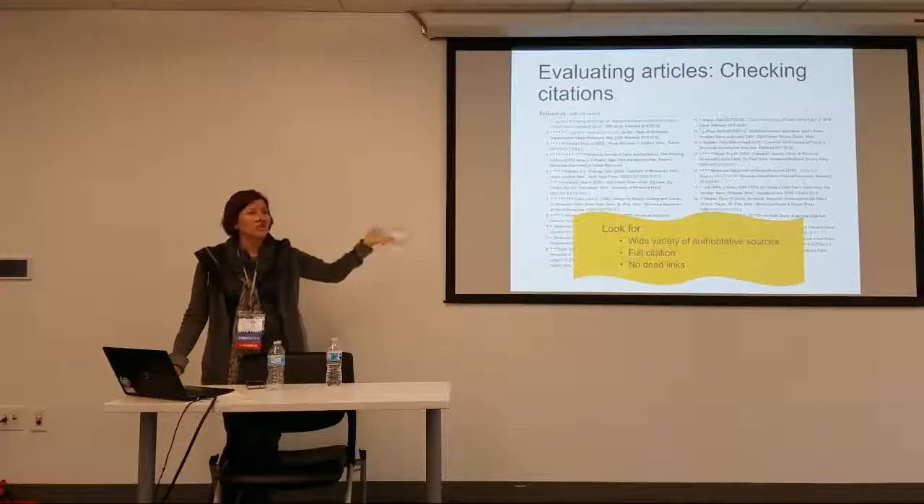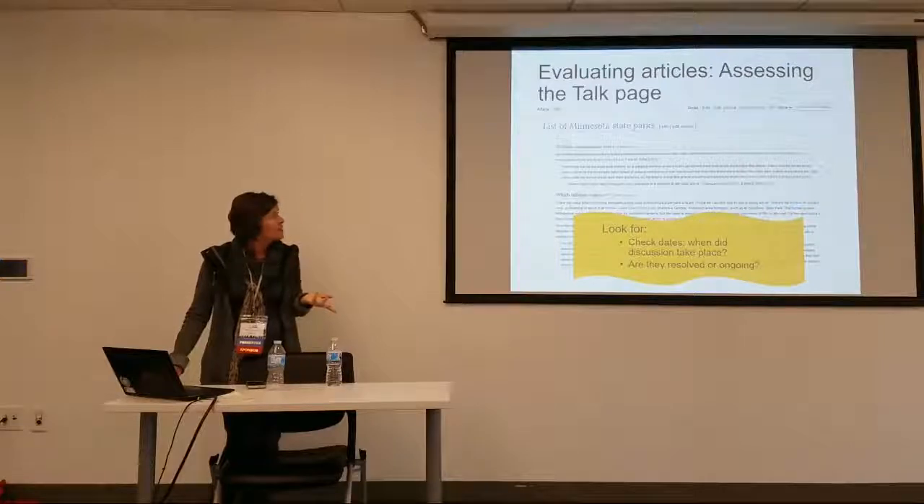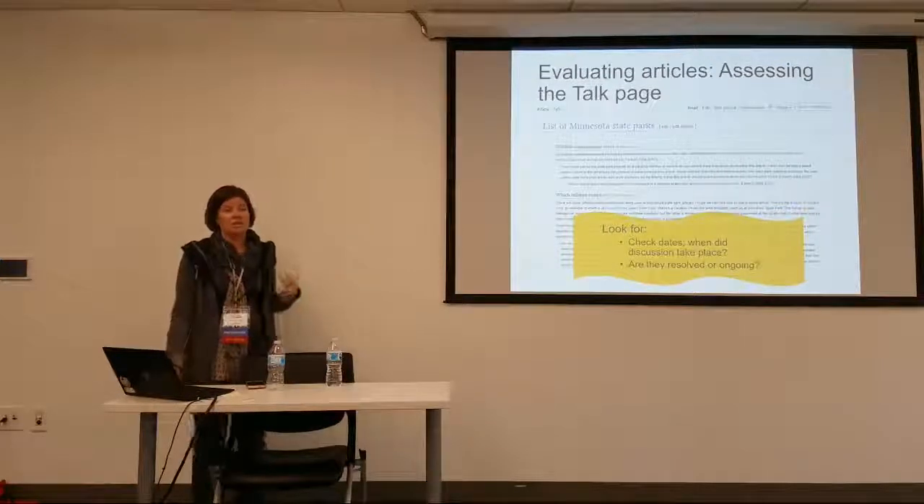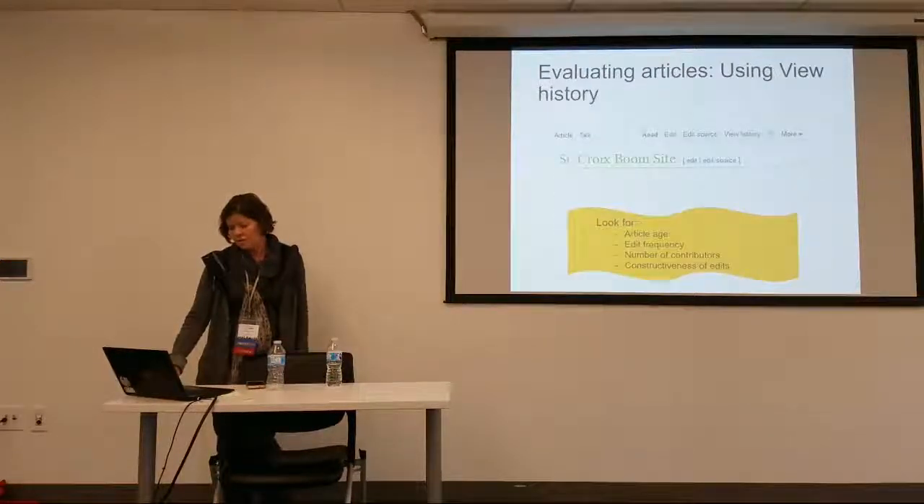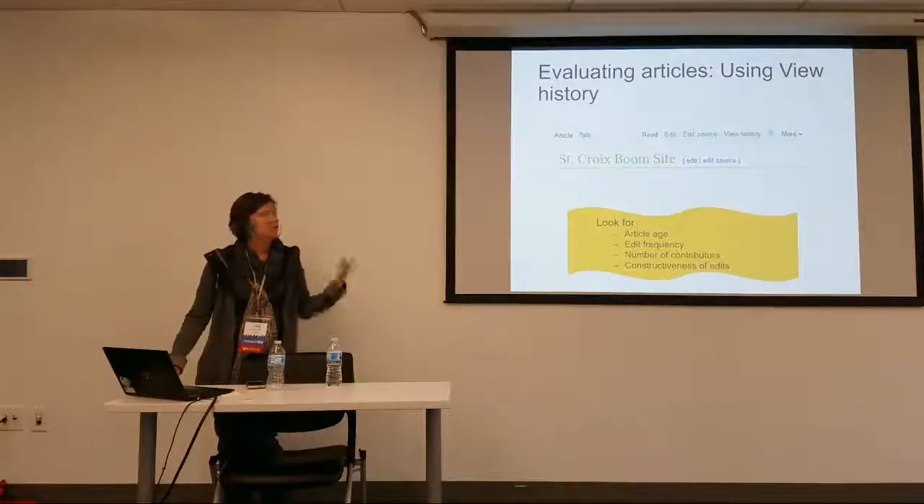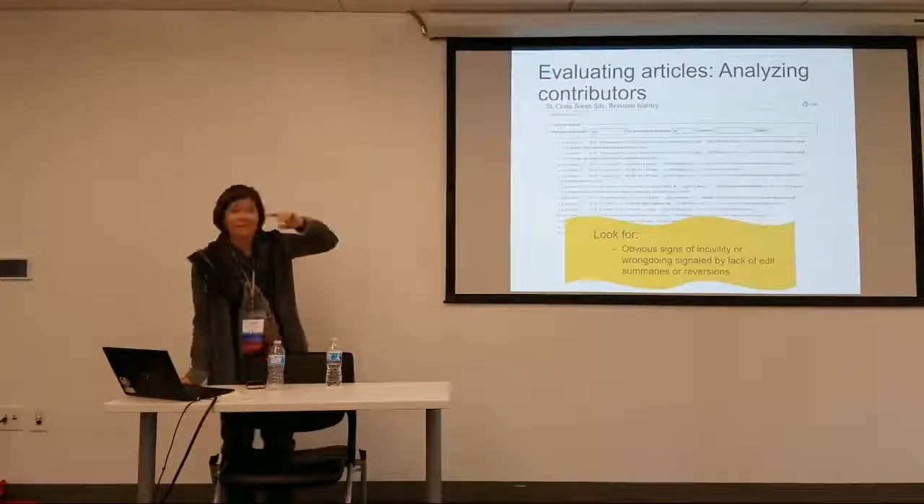Looking at the citations, and again at the diversity of the citations and the quality of the resources. Looking at the talk pages: has there been discussion? Has it been civil? Is it a ghost town? These are all things you can do with unassessed articles. And then looking at the history: who's contributed, how frequently, is it an active page or was it created 7 years ago and basically abandoned? So these are techniques for looking at the contributors, where you can look for things like rollbacks.